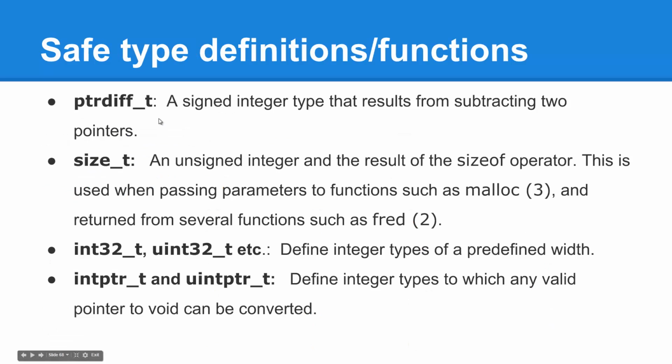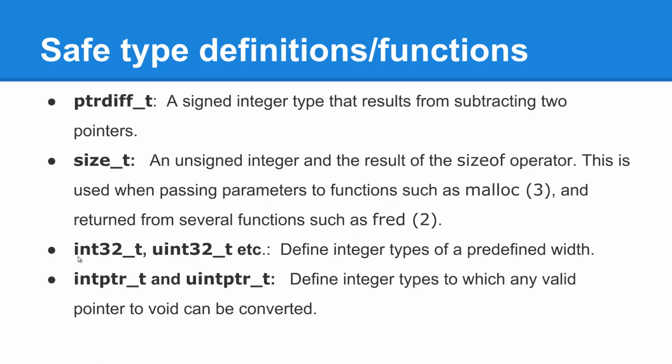So here are some safe type definitions. ptrdiff_t is actually a signed integer type that results from subtracting two pointers. So it's either the positive or negative offset from a given pointer to another address in memory. size_t is perhaps the most well known. It's an unsigned integer, so 32 bits, and it's the common result of a sizeof operator. It may vary in different implementations. I'm not 100% sure there.